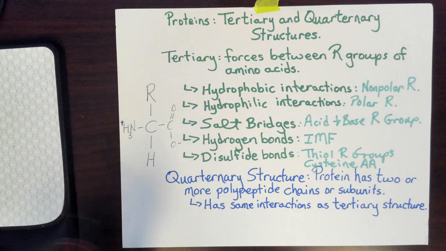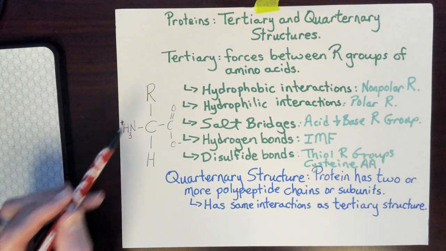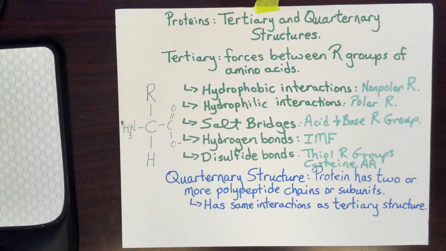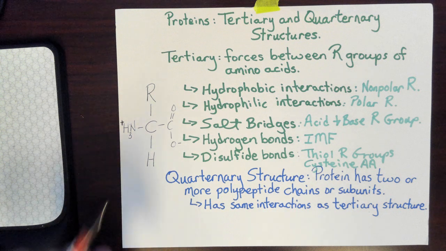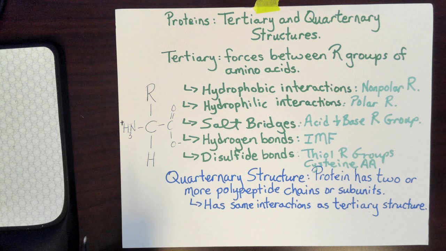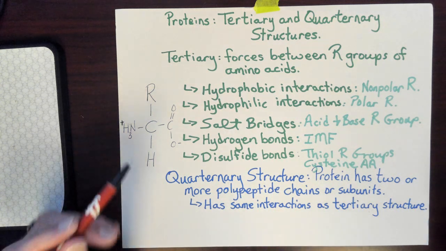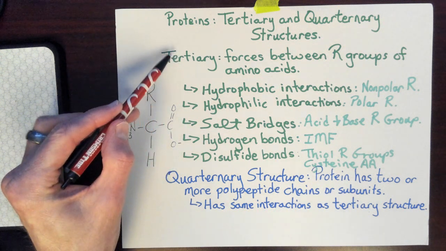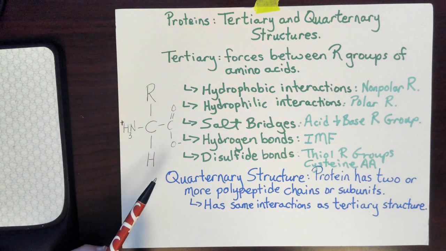Salt bridges, if you think back to acid-base chemistry, acid reacting with the base creates salt and water. So these R groups can interact, and let's say you have an acidic R group and you have a basic R group, and that interacts, creates a salt bridge interaction there between the two amino acids. Okay, that will influence this tertiary structure.